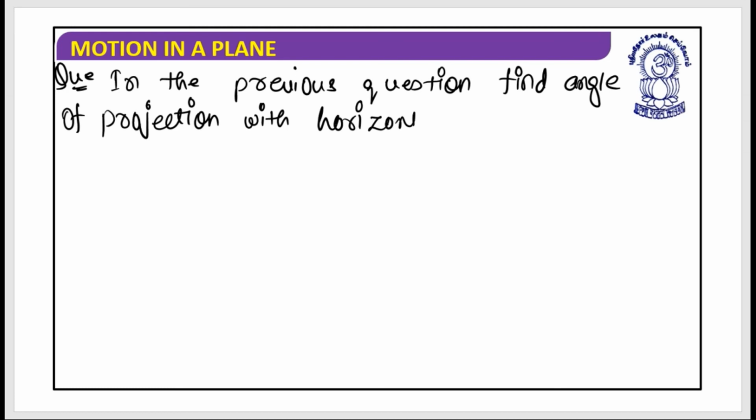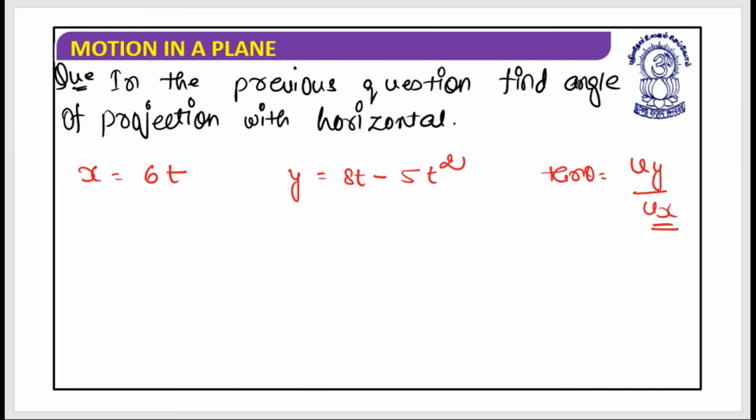You need to find out the angle of projection. How can you do this? According to the data, x is equal to 6t, and y is equal to 8t minus 5t squared. What do you want? The angle of projection. What is it? It's uy divided by ux.